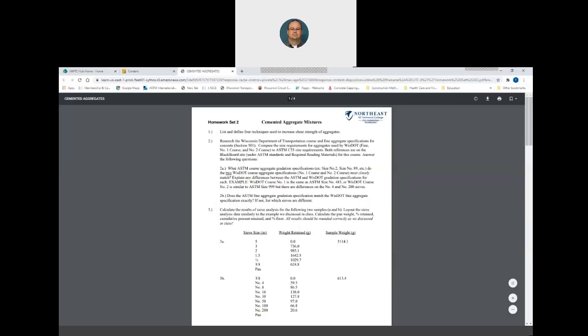What ASTM coarse aggregate gradation specification do the two WSDOT coarse aggregate specifications most closely match? Explain any differences. For example, WSDOT coarse number 1 is the same as ASTM size number 3, or WSDOT coarse number 2 is similar to size, but there are differences on the number 4 and number 200 sieves. Okay, so let's take a look at those now.